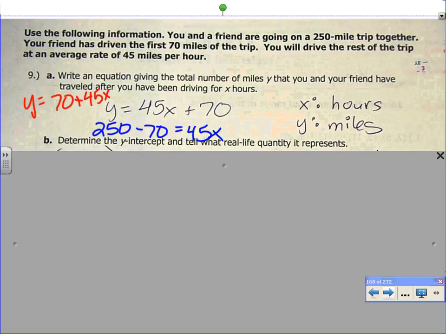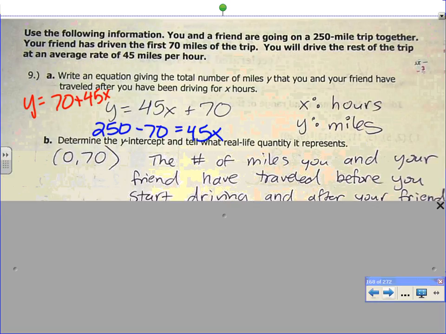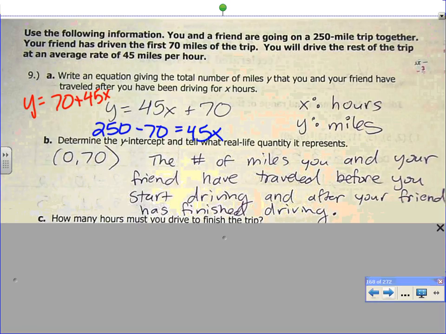Okay, someone else put that into a sentence too, yeah. Right. So if it's 0, 70, up here X is hours, Y is miles. So at 0 hours, you have driven 70 miles, and that means the number of miles you and your friend have traveled before you start driving, and after you're finished driving. So it is how far you have gone before you start driving. Any questions on that?